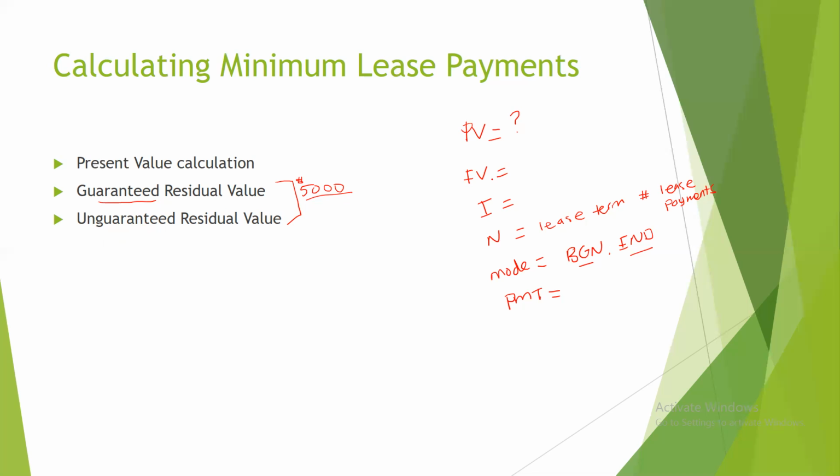So the only thing that would go into the future value is going to be a guaranteed residual value. And unguaranteed means the leasee doesn't have to pay anything, so we don't have to record that. So the future value would be a guaranteed residual value, if there is one in the question.